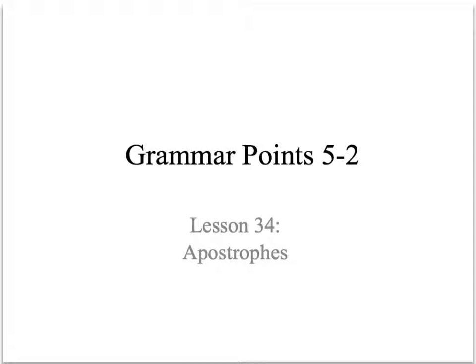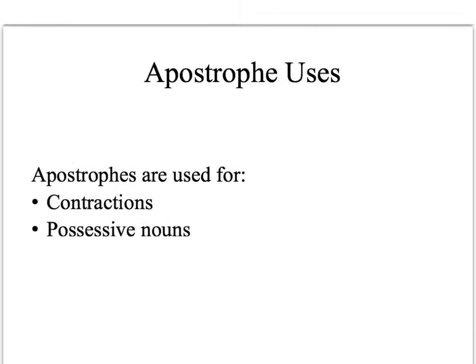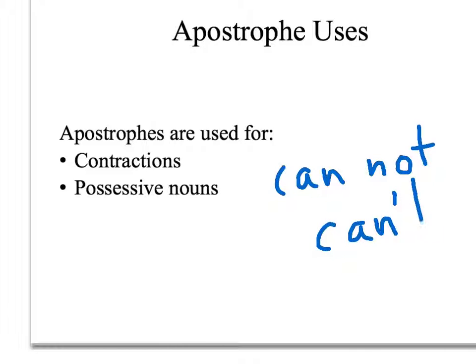This is Grammar Points 5-2, Lesson 34 on apostrophes. Now, apostrophes have a couple of uses. One of the uses is contractions. That's when you take a word such as cannot, and you make it shorter by abbreviating it or contracting it into the word can't. So here is an apostrophe here, can't.